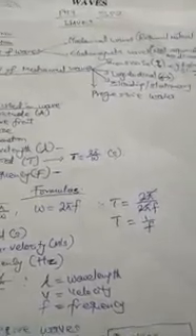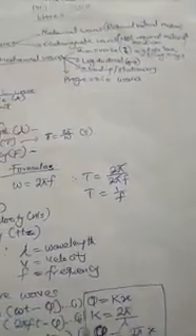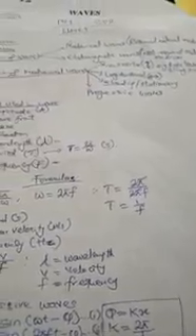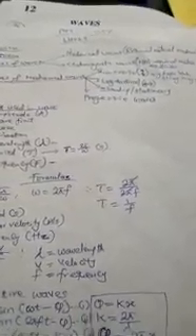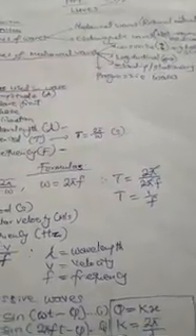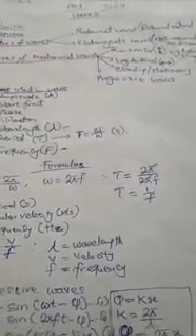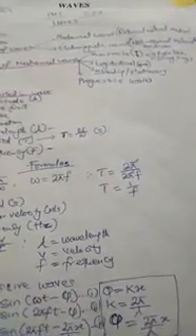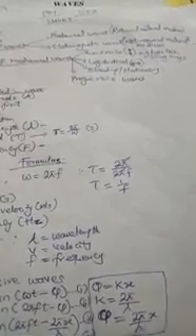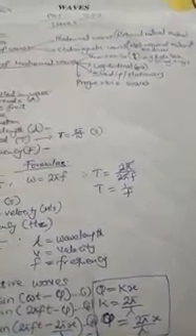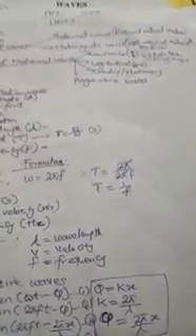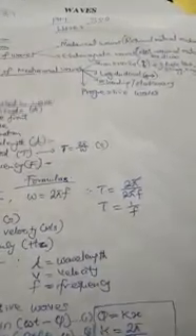I want to continue the topic we started last week, on waves. I told you last class that you already know the definition of waves from your last term work, and you know the types of waves. We have mechanical waves and we have electromagnetic waves. Mechanical waves are the types of waves that require material medium for their propagation. Electromagnetic waves do not require material medium for their propagation.